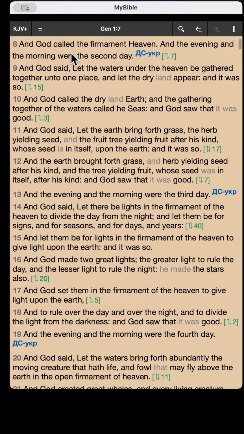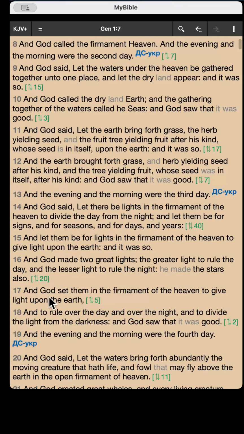All right, so let's read Genesis 1, verse 8. And God called the firmament heaven, and the evening and the morning were the second day. Verse 13. Obviously, chapter 1 is the creation account. God is literally creating all the stuff and calling days. Verse 13: And the evening and the morning were the third day. Here, he created the grass and all the fruit trees on the third day.